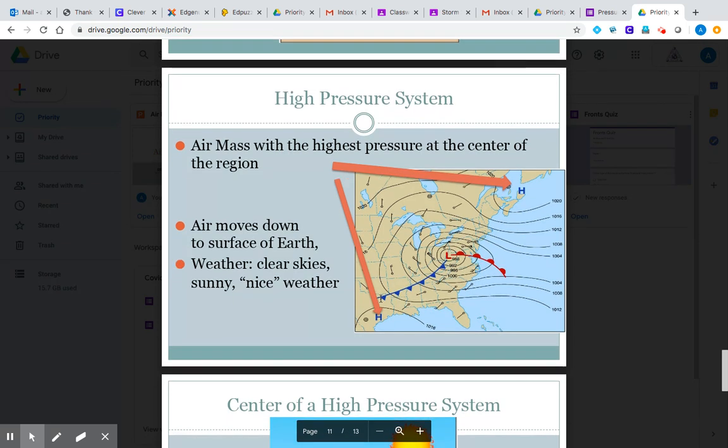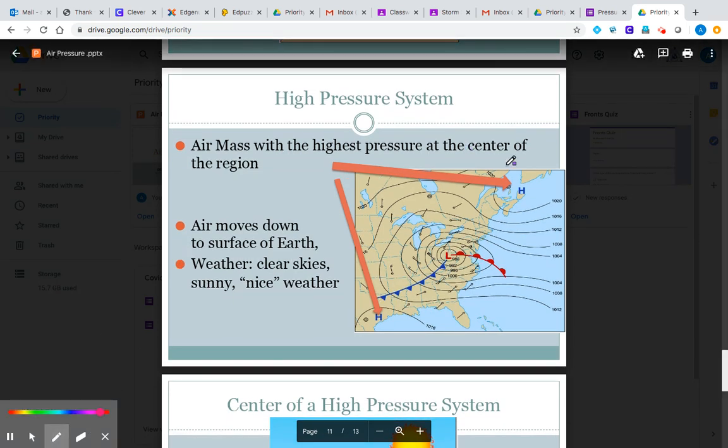A high pressure system is where, when you look at the center of these isobars, the pressure is the highest. So here we go from 1008, 1012, 1016 to 1020. And this is the center of the high pressure system because the isobars, the pressure, increased as we reached the center.